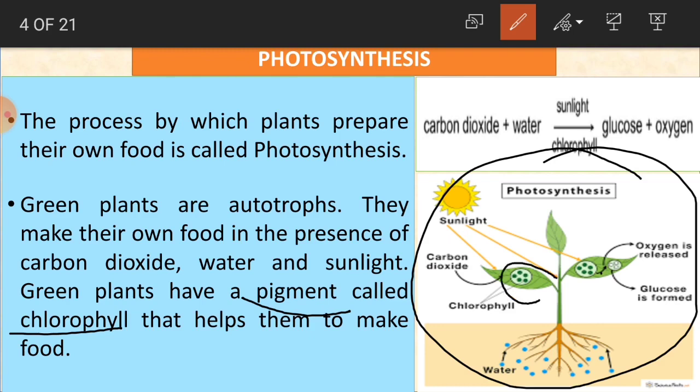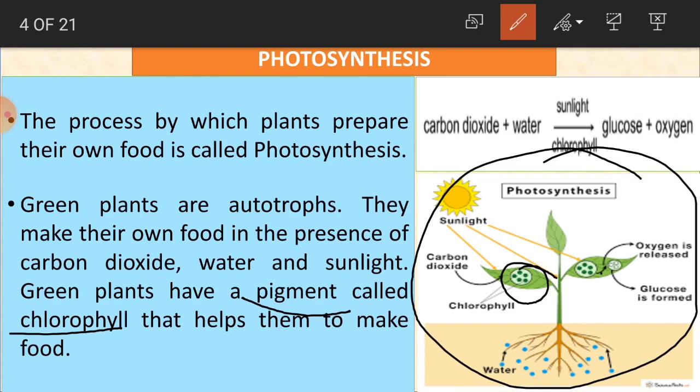Are you able to see, children, this part with small holes on the green leaf in the circular diagram here? So this part is chlorophyll. This chlorophyll is helping the plant to make the food. And here oxygen is released and glucose is formed.